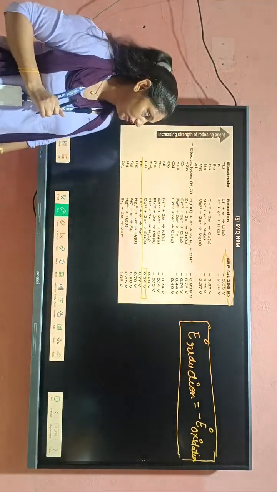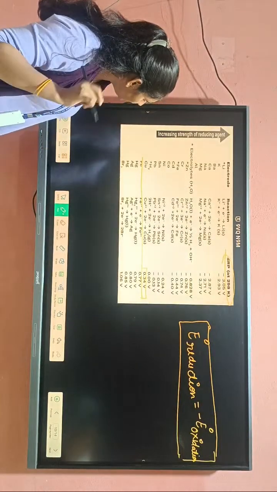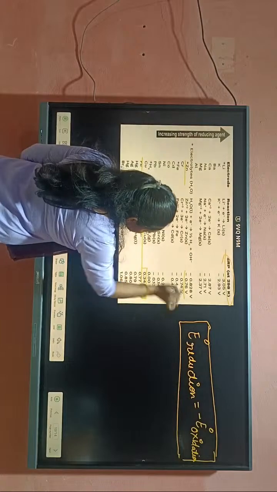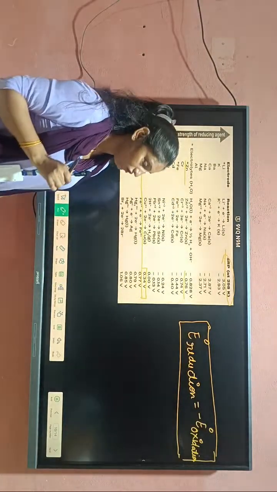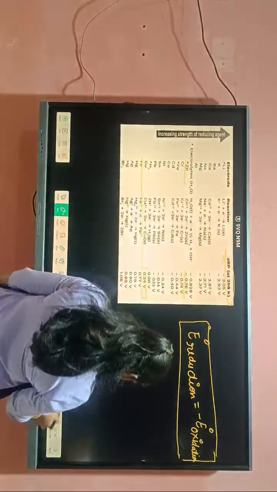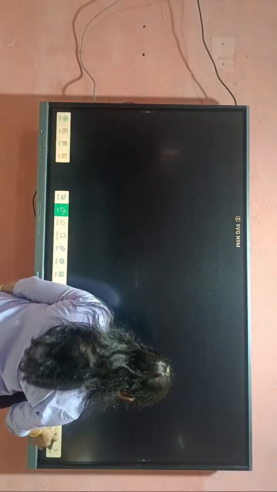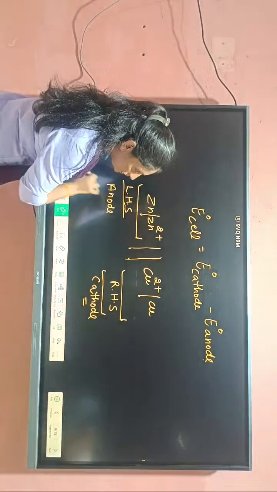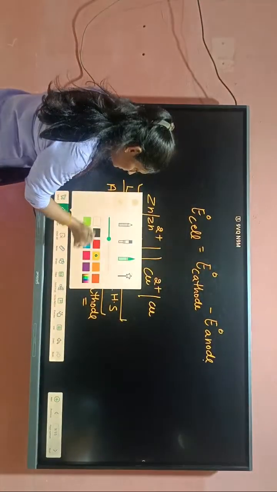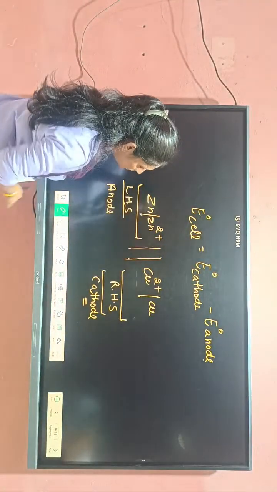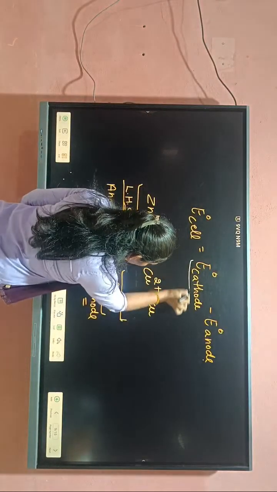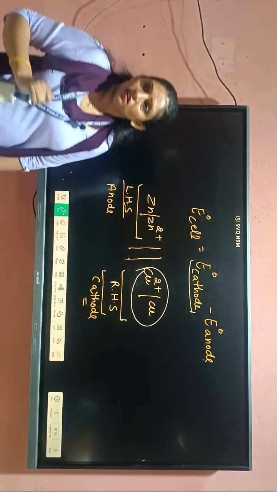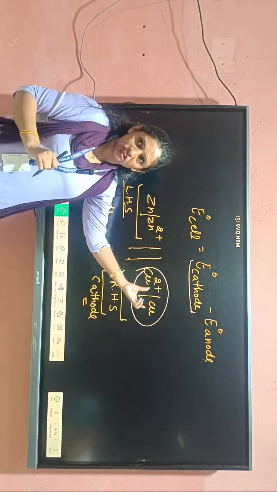So here the reduction potential for copper is 0.34 volt. And students, the second one we have is zinc. For zinc, this one is minus 0.76 volt. Then you will put the values for this. Then students, E naught cathode. At the cathode, the copper half cell, the reduction half cell, is there.